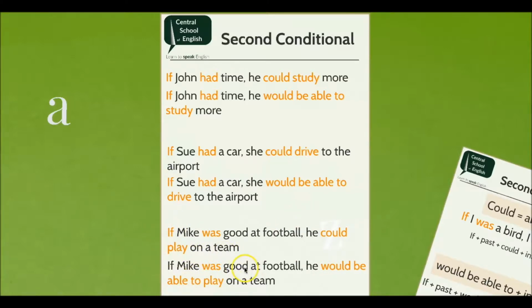In these sentences, we use the second conditional because Mike is not good at football. We are speaking hypothetically. By using the structure could plus the infinitive in the first sentence, and the structure would be able to plus the infinitive in the second sentence, we are communicating possible ability. The first sentence has the same meaning as the second sentence.